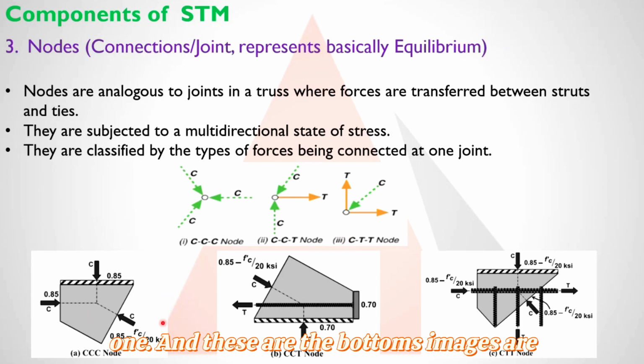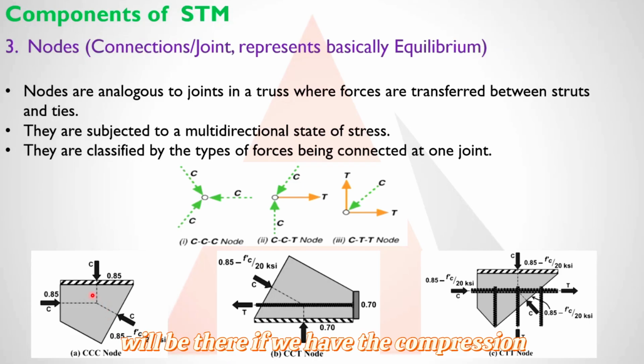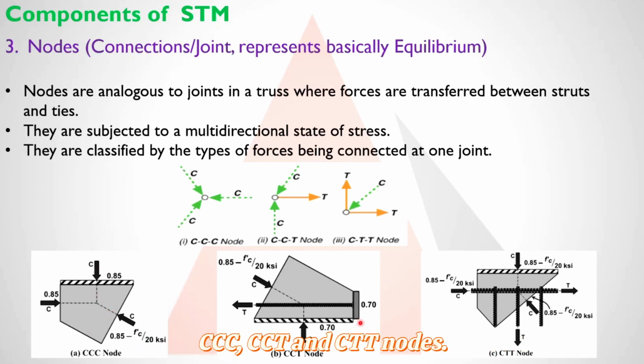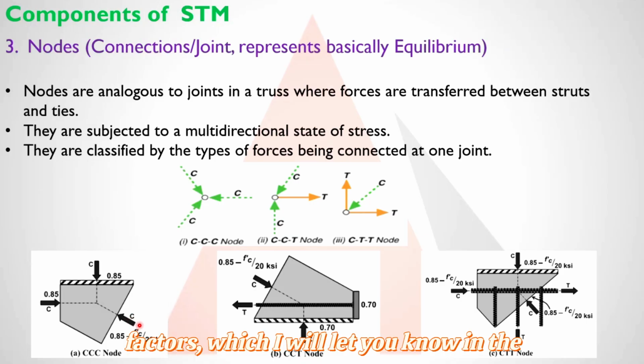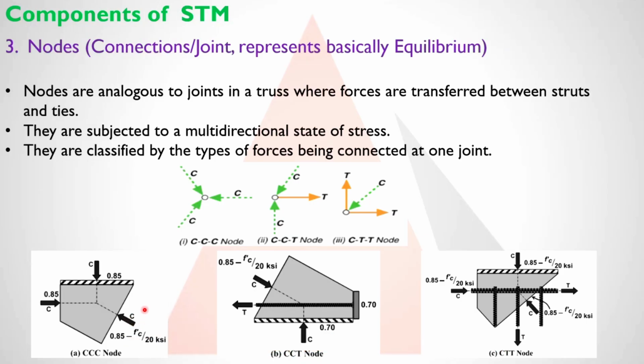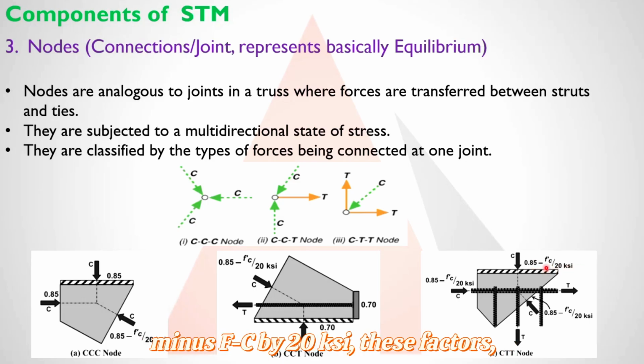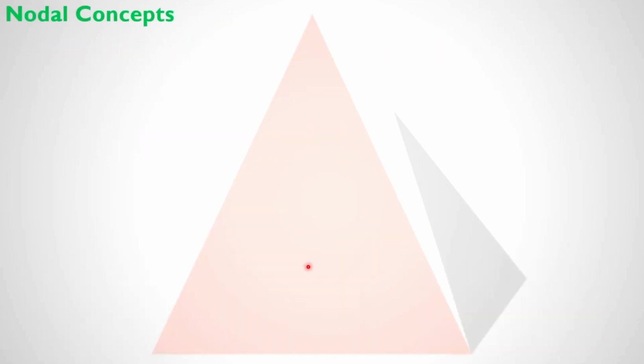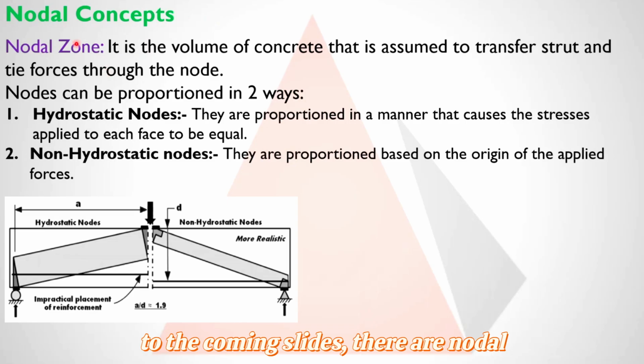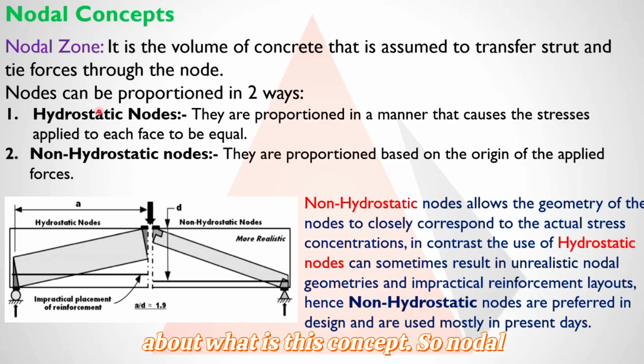And the bottom images are showing you how the nodal shape will be if we have CCC, CCT, and CTT nodes. These values are signifying the efficiency factors, which I will let you know in the upcoming slides. These also play a very important role. These 0.85 minus f'c by 20 ksi, these efficiency factors are also very important. So in the coming slides, there are nodal concepts, so we will understand and learn about this concept.